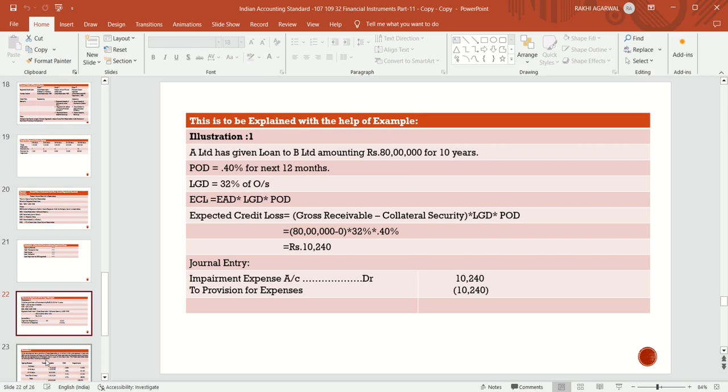Now the journal entries. This amount is the impairment loss. Impairment expense account debit to provision for expense. That is 10,240, impairment expense to provision for expense.